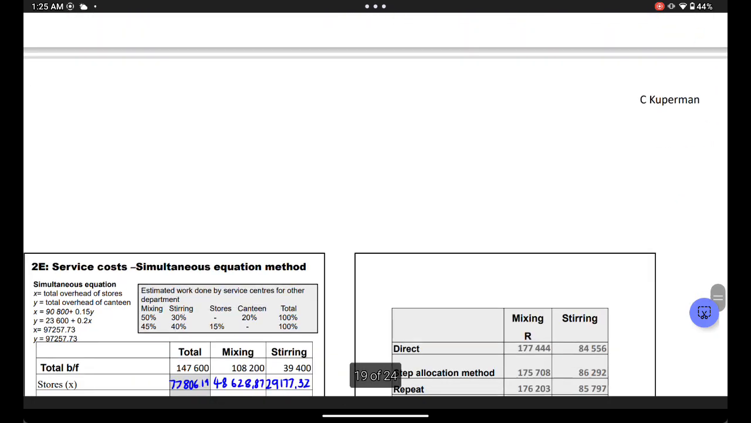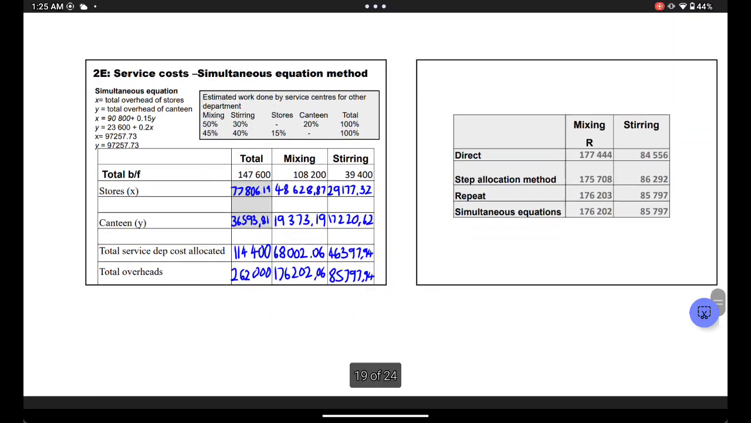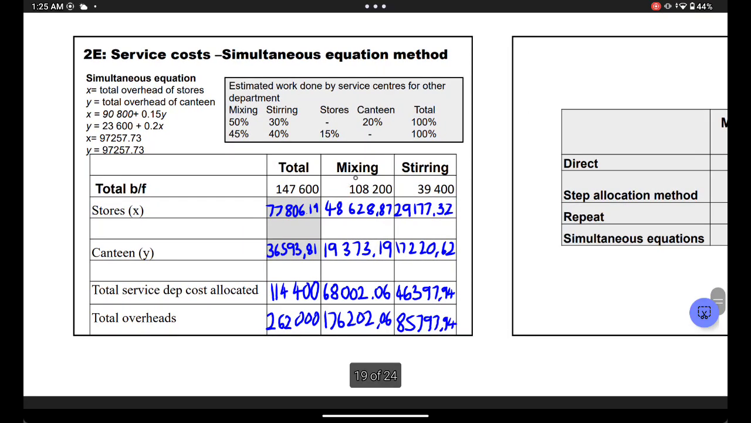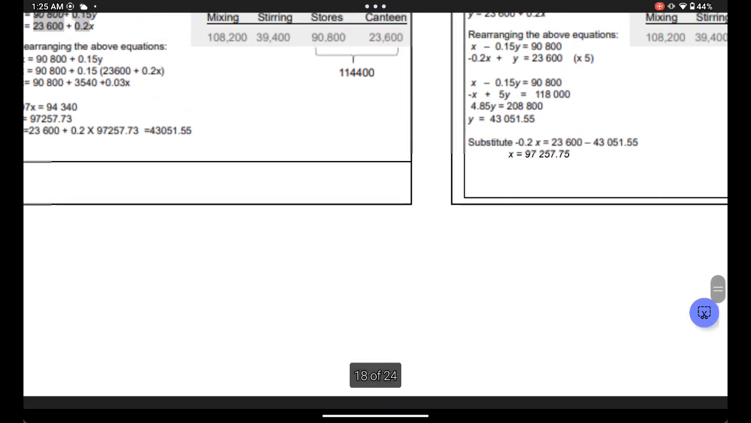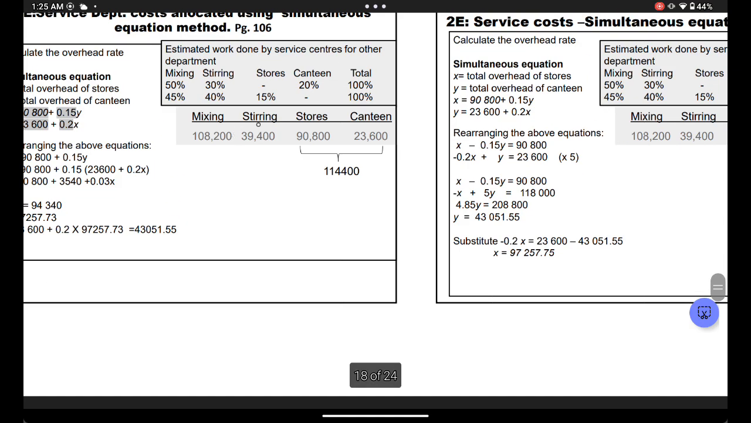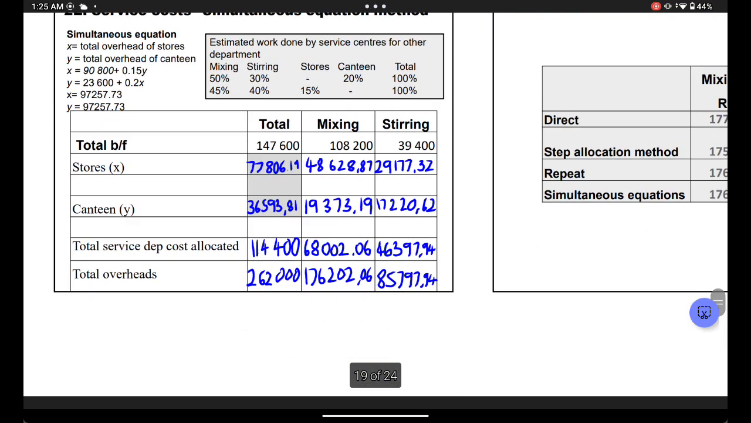Okay? So the way you do it is you bring down the forward of the cost of the production departments. I think this video is supposed to be watched after my cost allocation videos on the past paper direct method and reciprocal method, so you know what's happening. But basically the service department costs need to come over here to only the production departments. So the mixing is 108,200 and the steering is 39,400.